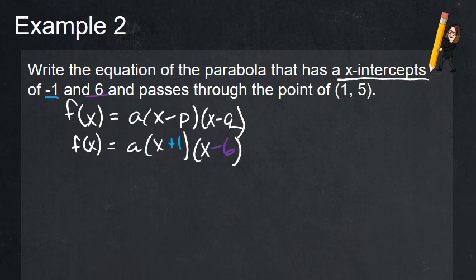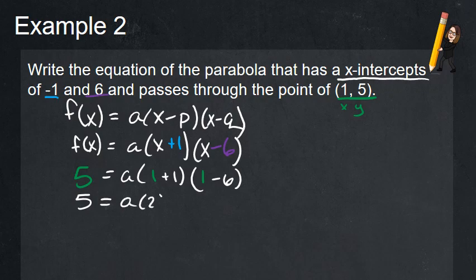Now, I don't know any other information, so this is where I need to plug in my point. So instead of x, I'm going to plug in 1. Instead of y, I'm going to plug in 5. See what we have left over here. All right, so I've got 5 equals a times 2 times -5, which is really -10a. Let's divide, and I get a equals -1/2. So that looks like more of the typical a value we've been using so far.